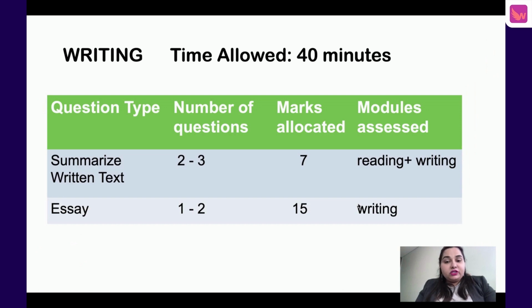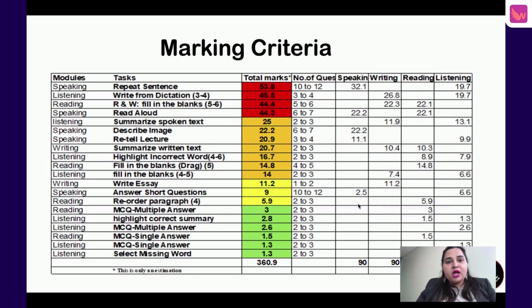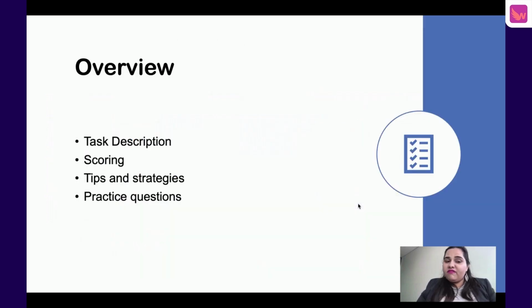The marks are 15, so you will be allocated 15 marks for this, not bands. And the module assessed will be the writing module. The criteria of marking says that your writing essay, that is the relevance of this topic, is around 12 bands out of 1 to 2 questions, that is just on your writing. Definitely it is half as compared to your summarized written text. So the more important question is your summarized written text rather than essay writing. But still, we have to make sure that we are performing perfectly fine on essay writing to get our bands, that is 12 bands on our essay.